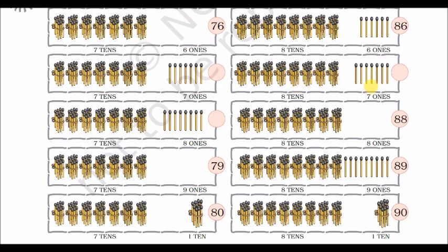8 tens and 7 ones, 8 and 7, 87. 8 tens and 8 ones, 8 and 8, 88. 8 tens and 9 ones, 8 and 9, 89. 8 tens and 1 ten, 80 plus 10, 90. 9 and 0.